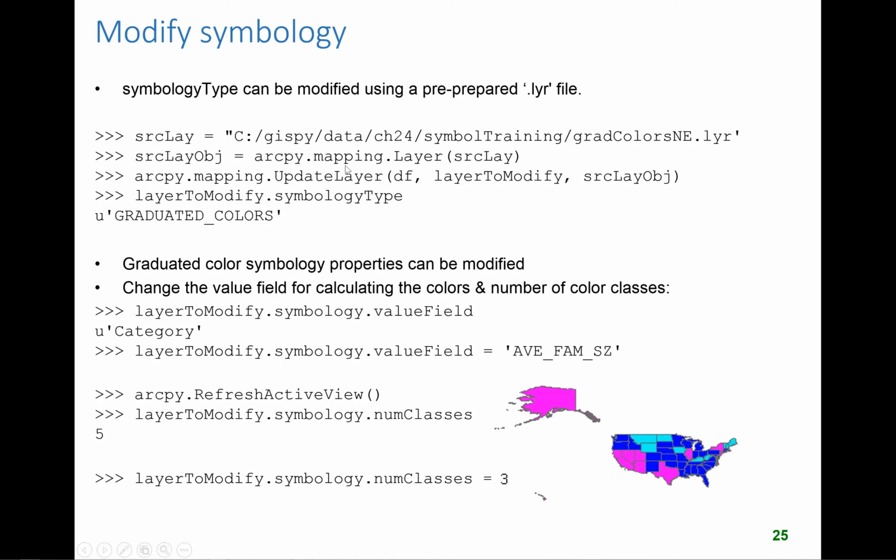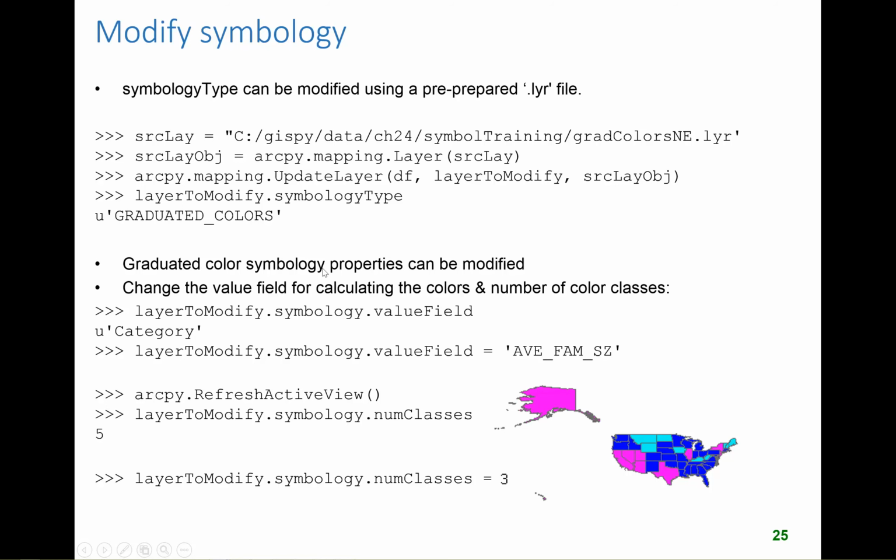This takes 3 arguments: the data frame, the layer whose symbology you want to update, and a training layer that we can use. We can use that .lyr file, create a layer object out of that. So both of these are actually layer objects, and we pass the one that has the symbology type that we want in as the 3rd argument, and our layer to modify gets that symbology. The one that we passed in had a symbology of graduated colors.